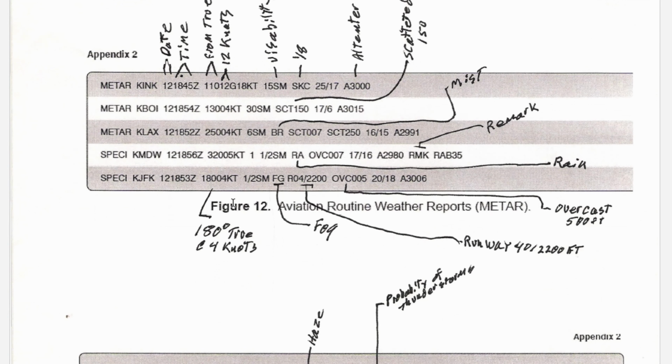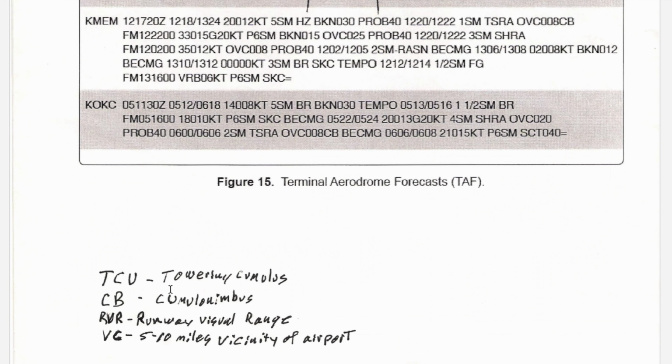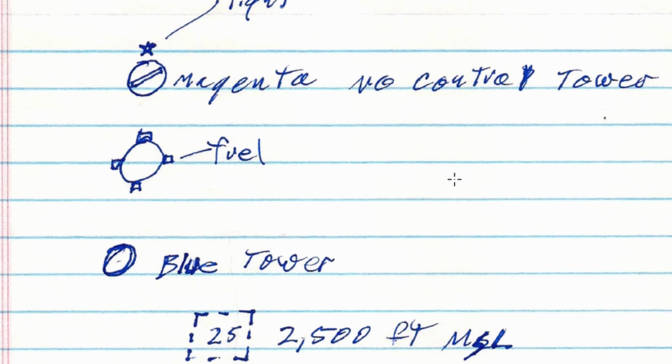So there's your time. Here's another speed question. It's 180 degrees true at 4 knots. So you see, it's really not that hard. FG means fog. This is runway right there, and it's overcast at 500 feet. And in your TAF, that means haze, and that's probability of a thunderstorm. So be familiar with it. Towering cumulus, cumulonimbus, runway visual scale, VG 5 to 10 miles in the vicinity of the airport.